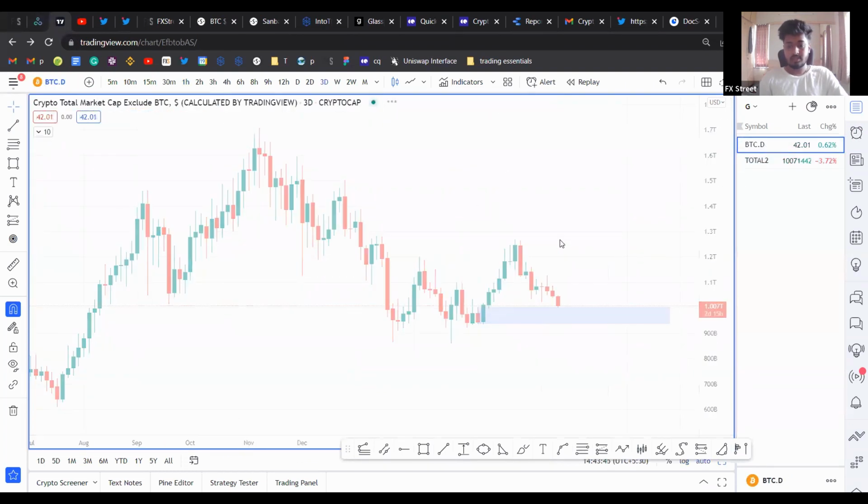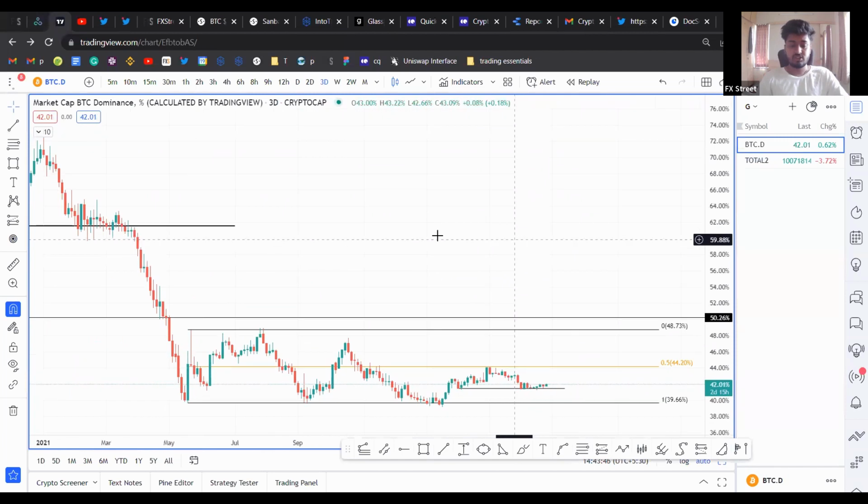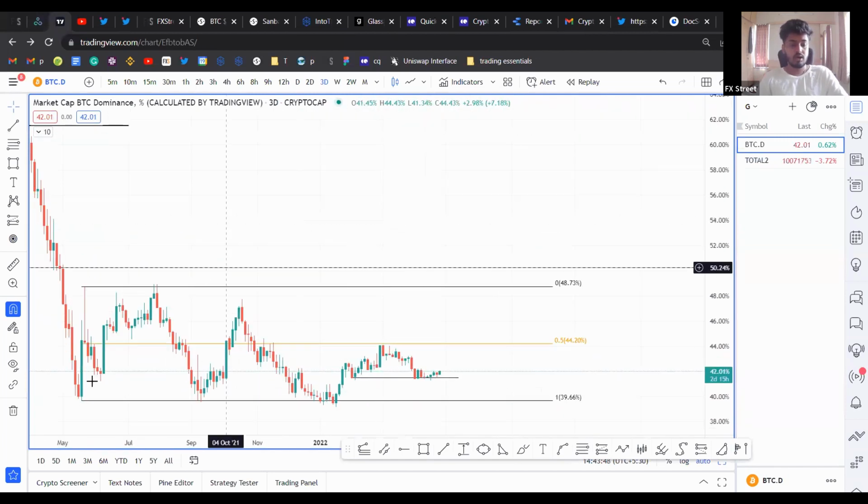Let's take a look at the Bitcoin dominance and see if there's something here. The last time we discussed Bitcoin dominance, I mentioned that it was stuck between these two levels, between 39% and 48%. And since the range was first created in May 2021, Bitcoin dominance has produced lower lows, indicating that more and more investors are paying attention to altcoins than Bitcoin.